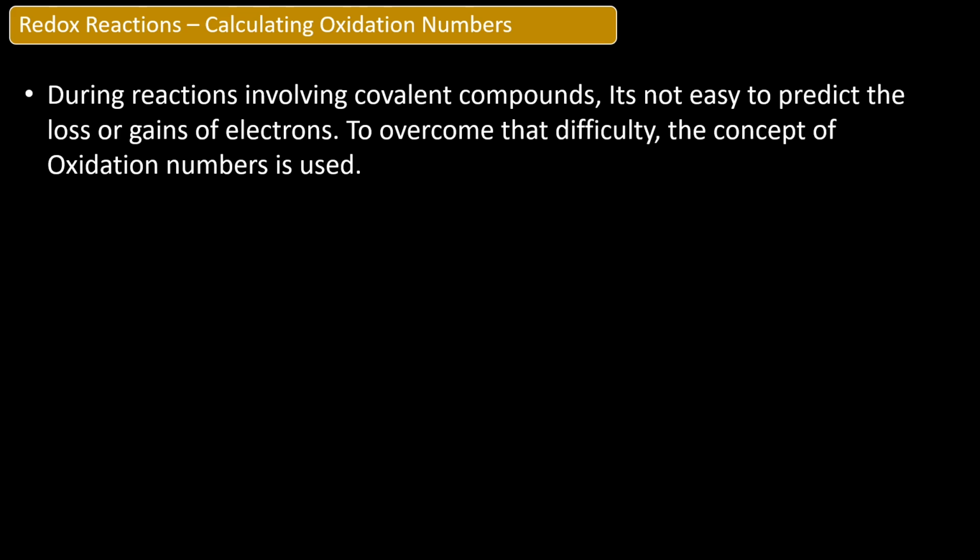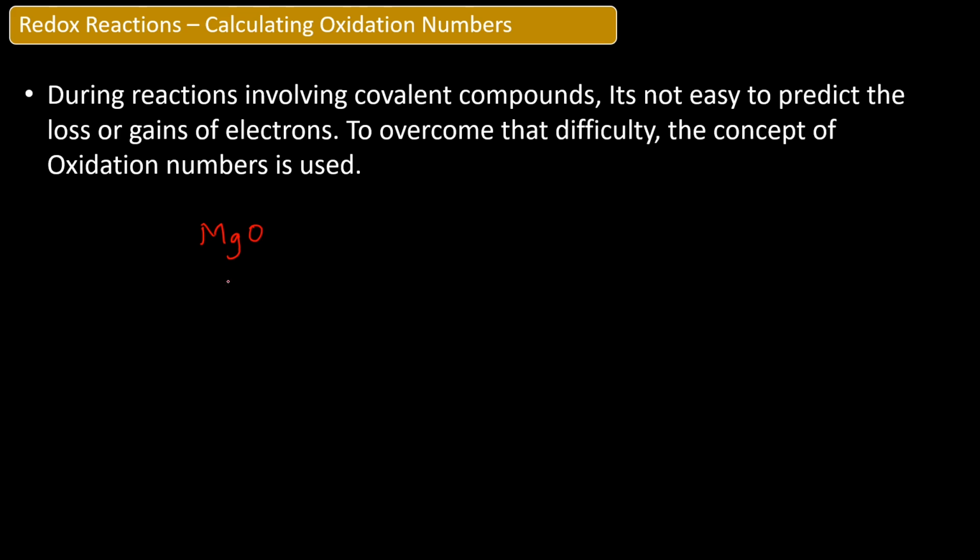Whenever we have an ionic compound, say like magnesium oxide, it becomes very easy for us to track the movement of electrons, because here magnesium would always give two electrons because magnesium is in the second group in the periodic table, and oxygen takes the electrons.